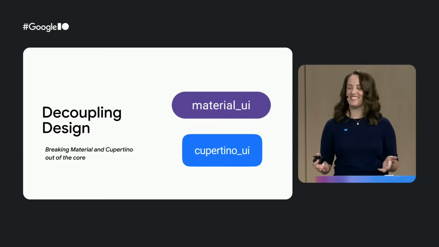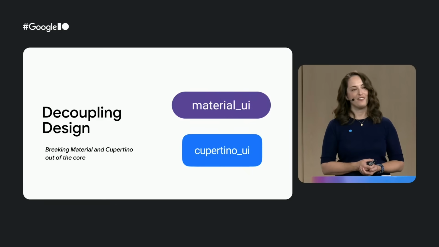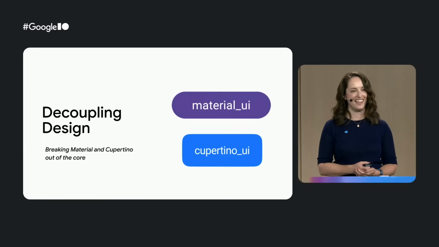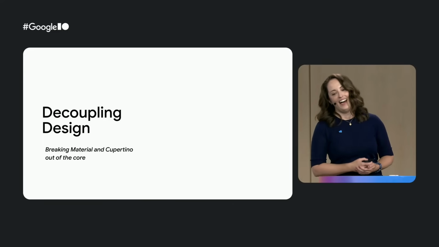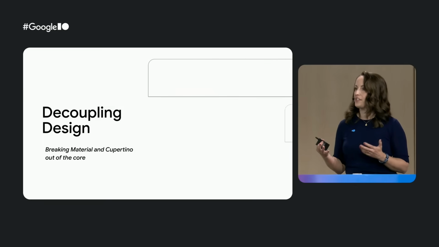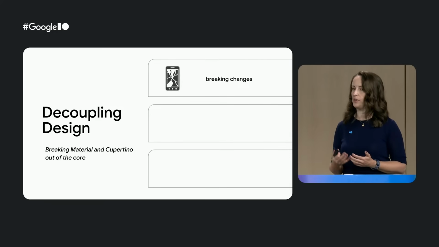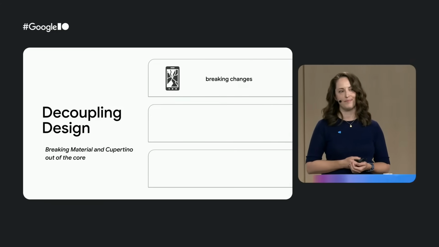Over this past year, we initiated the process of moving the Material and Cupertino libraries out of the core Flutter SDK and transitioning them into their own standalone packages, Material UI and Cupertino UI. As Flutter has matured over the years, there are really three architectural pain points that we've heard about when it comes to these design libraries.